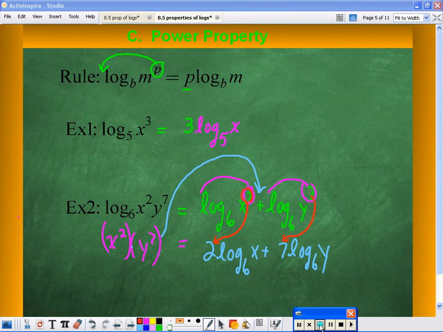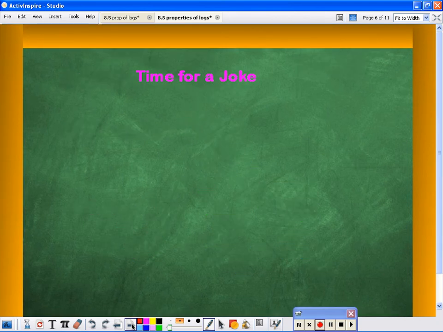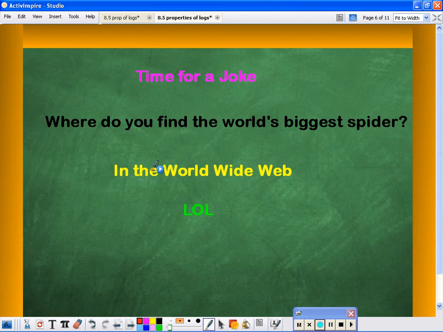Okay, let's see what we got on this next slide here. Look at this, time for a joke. I figured maybe you needed a little break here, so let's see what this joke's all about. Where do you find the world's biggest spider? Think about that. I bet you got the answer to it already. In the World Wide Web. Ha ha ha. Okay, move on. Here we go.